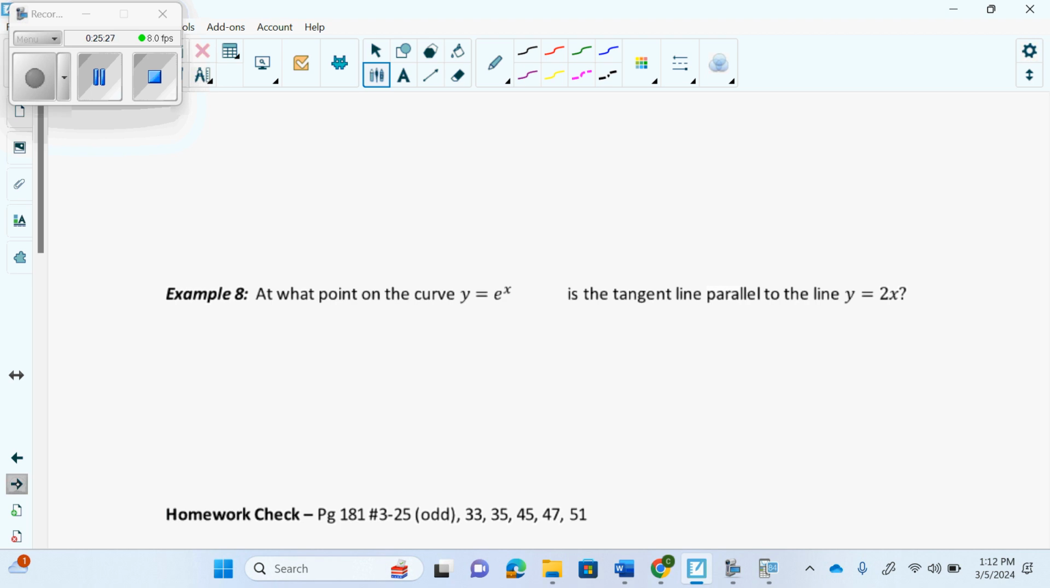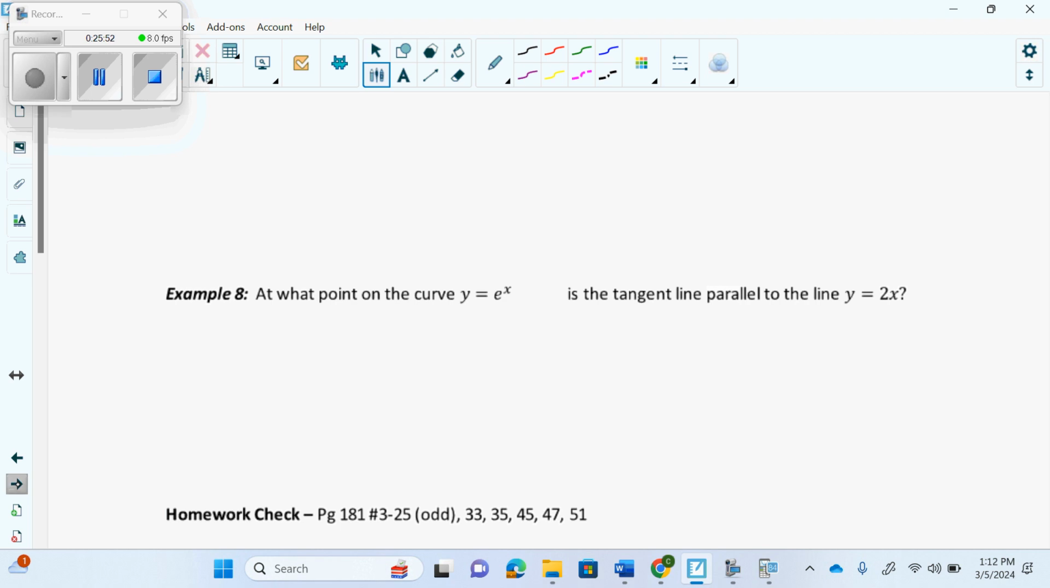At what point on the curve y equals e to the x is the tangent line parallel to the line y equals 2x? We talked about parallel and perpendicular yesterday. It was taught in grade 10. Weird, we're back to grade 10 again. Me saying grade 10 every single day. Because grade 10 is so important. Find a grade 10 child and tell them to do well in math. Learn things. Okay?